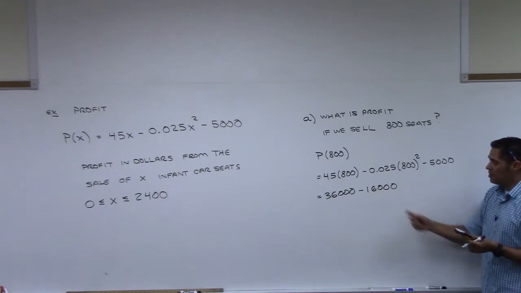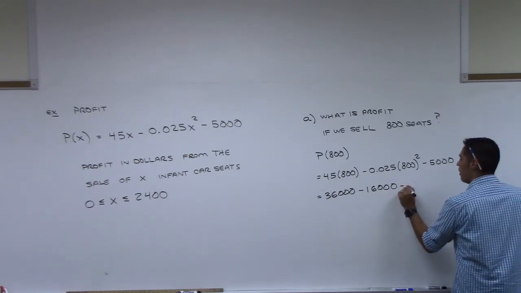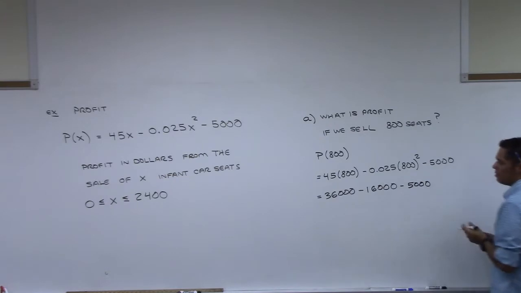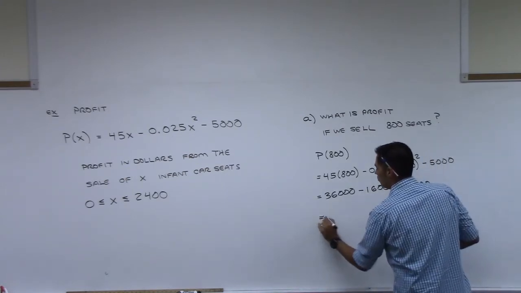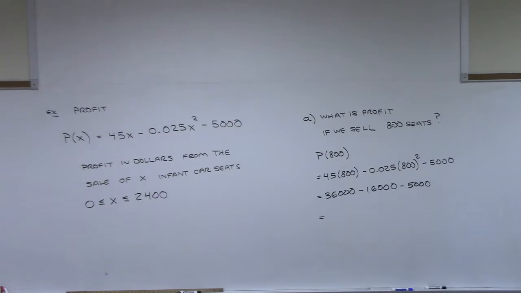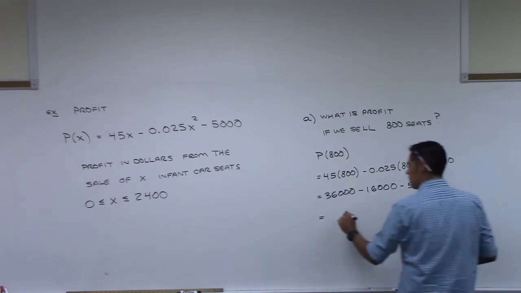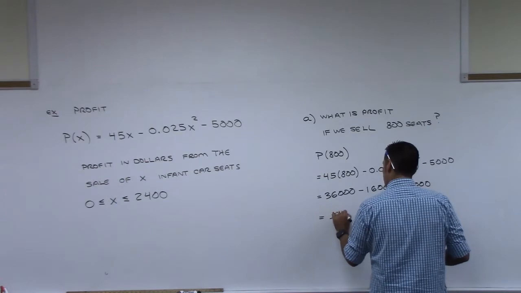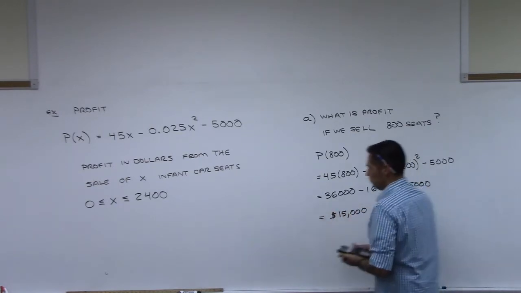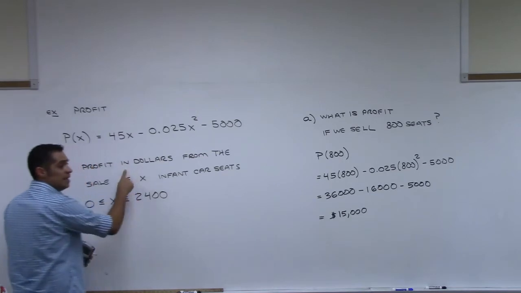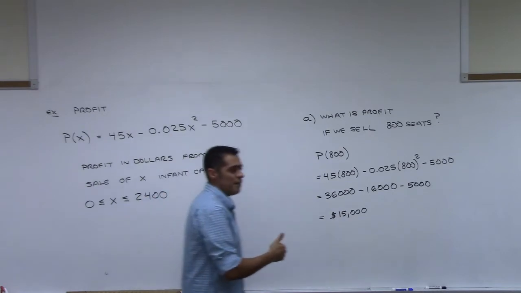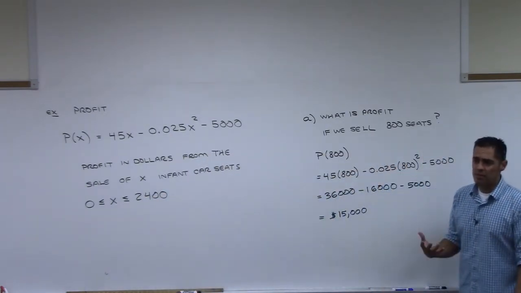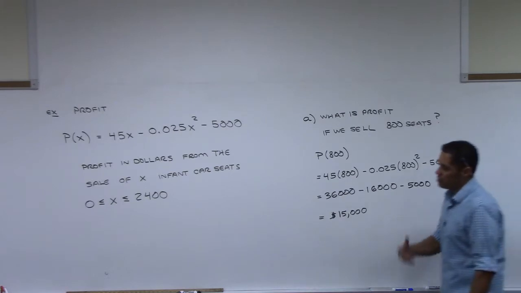You should make sure that you can get the same thing on your calculator, and if you can't, you should probably talk to me after class. All right, and then minus 5,000. So what is this? $15,000, right? Because this profit is in dollars. So if this company sells 800 car seats, the profit will be $15,000. Make sense? All right, next question.